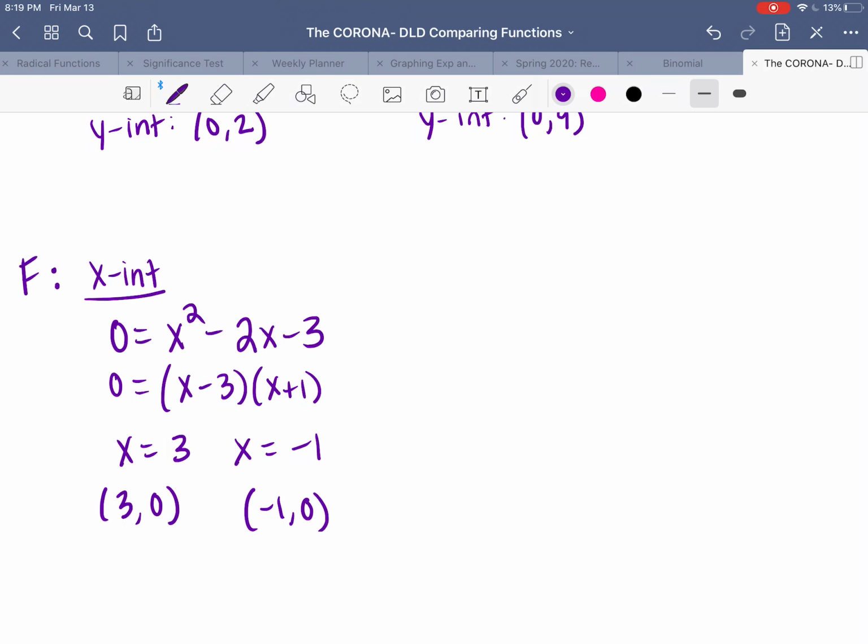And for our y-intercept, we know that we have a y-intercept when x is 0, so we're going to plug in 0 into our function, and we're going to get that our y-intercept is at (0, -3).